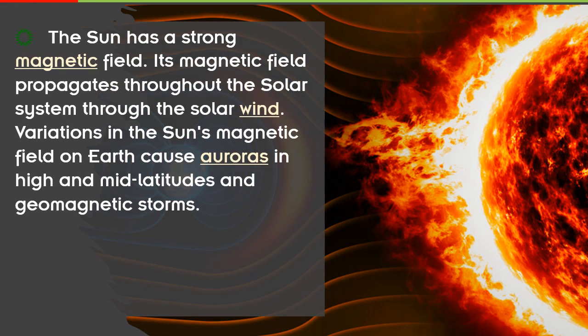The sun has a strong magnetic field. Its magnetic field propagates throughout the solar system through the solar wind. Variations in the sun's magnetic field on Earth cause auroras in high and mid-latitudes and geomagnetic storms.